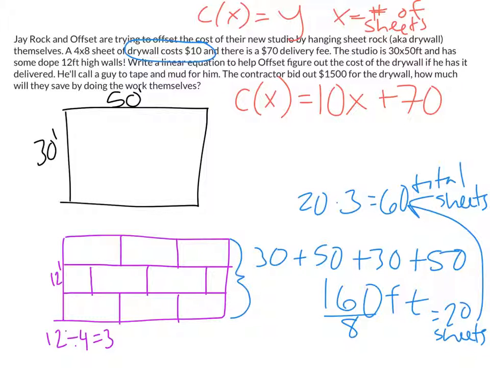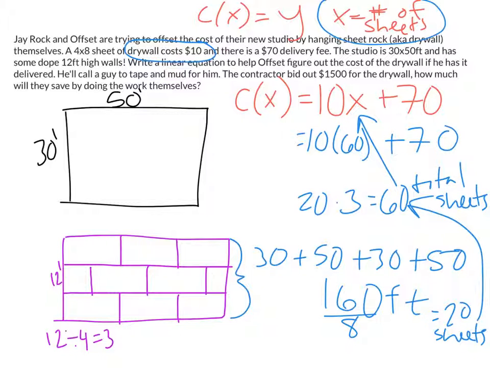What can I do with 60? Pop it in my equation right there, right? Because X represents the number of sheets of drywall. So when I pop that in there, I'd have 10 times 60 plus the $70 delivery fee. That's going to be 600 plus 70, which is 670. That's Offset and J-Rock's total cost.